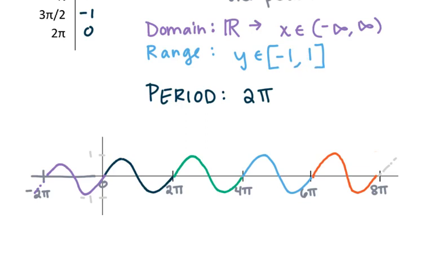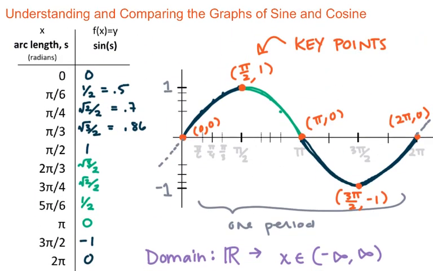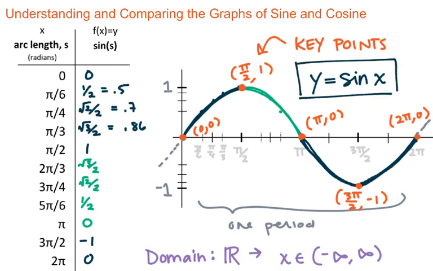So let's look at the cosine graph. All right, what we graphed here, this graph was y equals sine of x. So let's look at cosine.